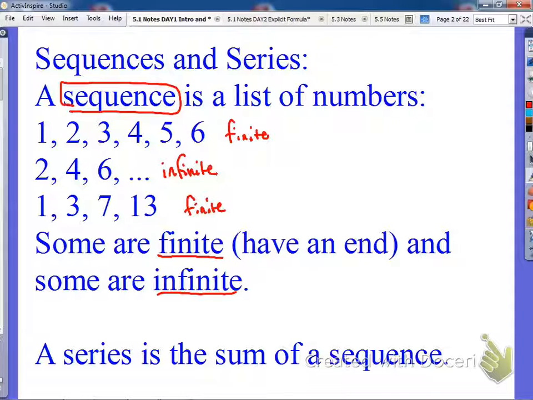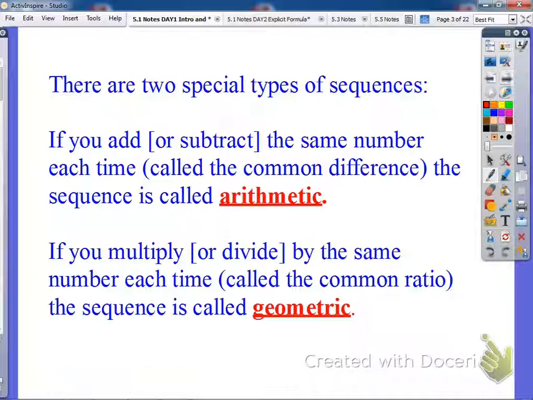Okay? There's also one other topic here that we may get to in a future lesson. It's not our primary goal right now, but a series is the sum of a sequence. So if I was to add up all of these things here, 1 plus 2 plus 3 plus 4 plus 5 plus 6, that's known as a series. It's when you add all the terms in a sequence. We'll worry about that later. So rolling on to the next slide here.